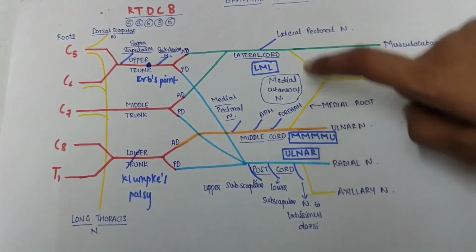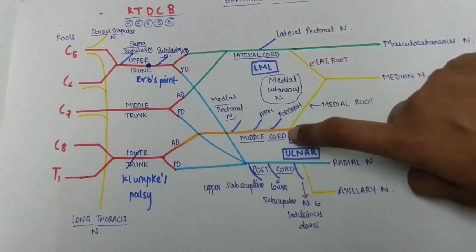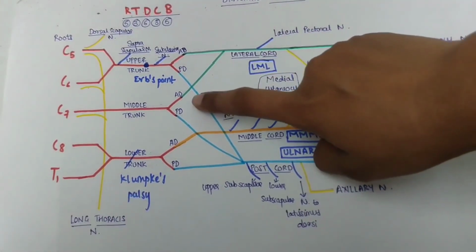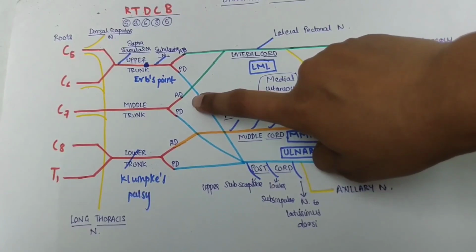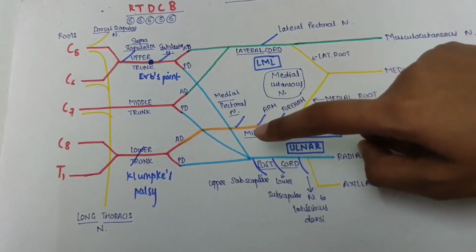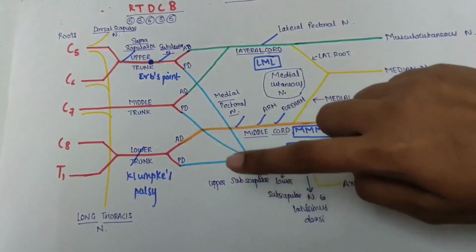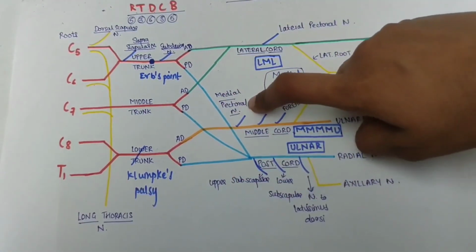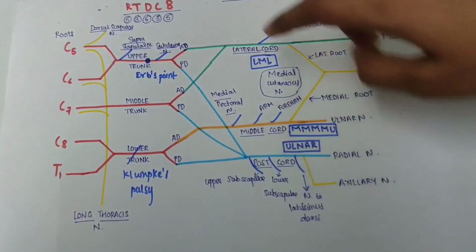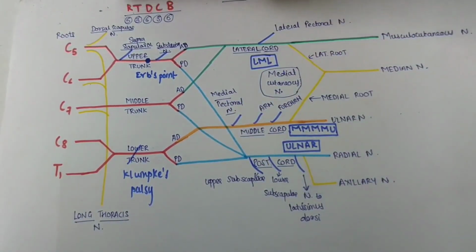So there are 3 cords, which are lateral cord, middle cord and posterior cord. Lateral cord is formed by the anterior divisions of the middle trunk and upper trunk. Posterior cord is formed by all the posterior divisions of all the 3 trunks, and middle cord is formed by the anterior division of the lower trunk. So we have roots, trunks, divisions, cords.